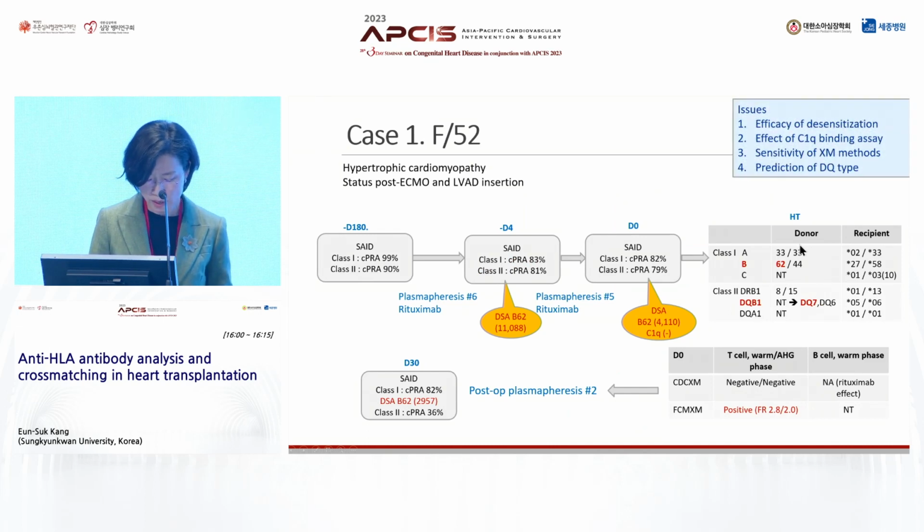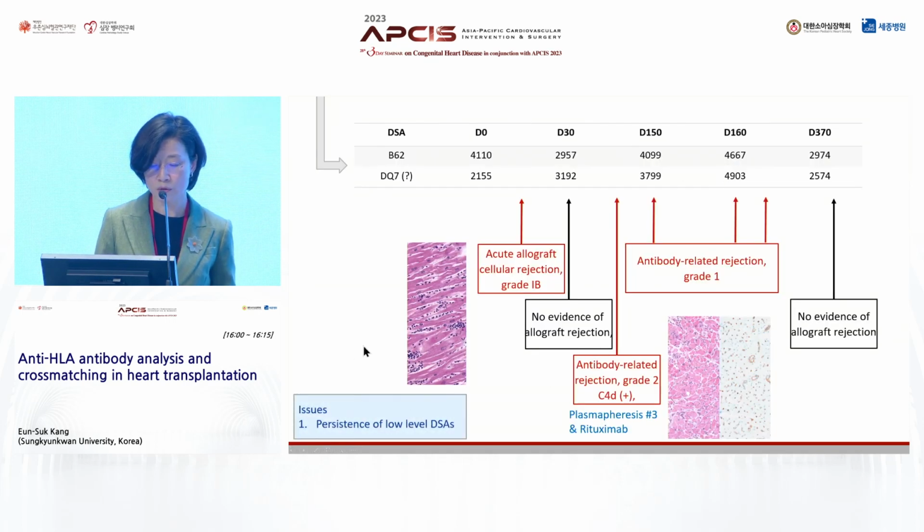With this case, we are able to address several issues such as efficacy of desensitization, the effect of C1q binding assay, the different sensitivities of crossmatch methods, and also the necessity of prediction of DQ type. And also, we need to think about the significance of persistence of low-level DSAs, even without the evidence of allograft rejection.